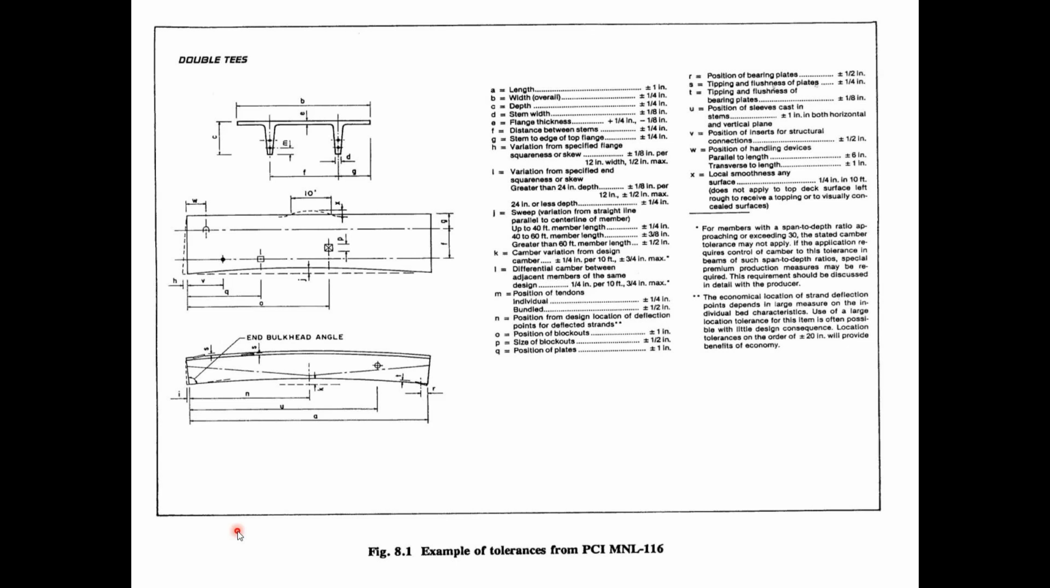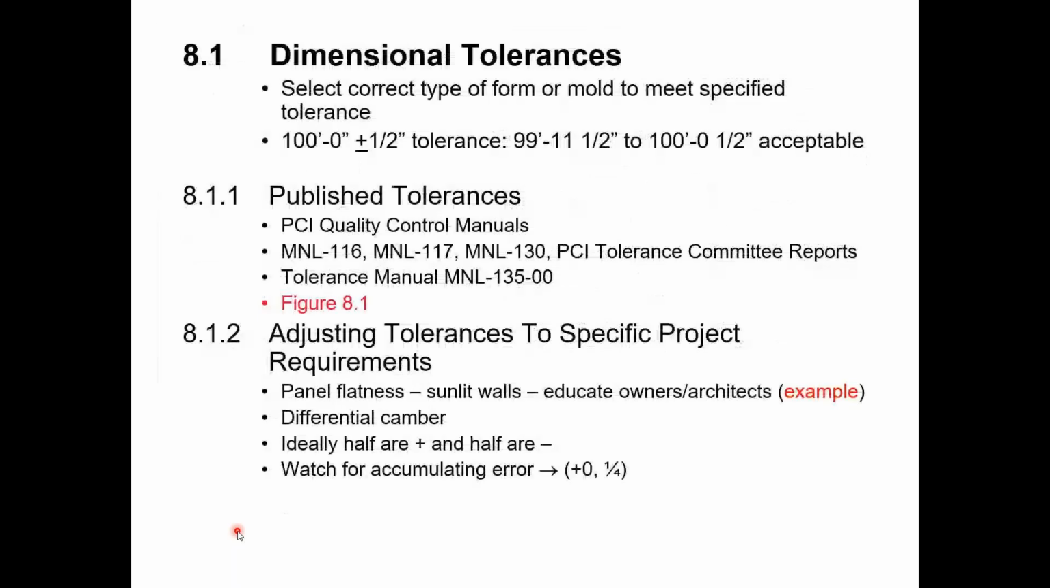If the owner or the project specs or the construction documents, or whatever is part of the contract document, says that for this job the tolerance for length is plus or minus half an inch, then that's what you have to meet. You have to meet the more stringent requirement. There are instances where you may want to adjust the tolerances to meet the specific needs of a project.